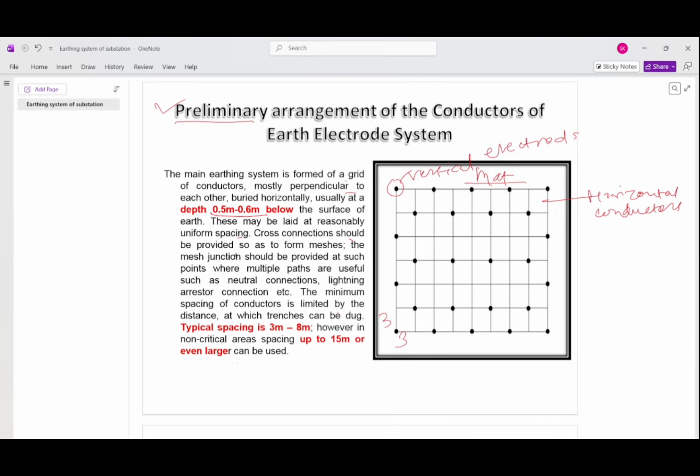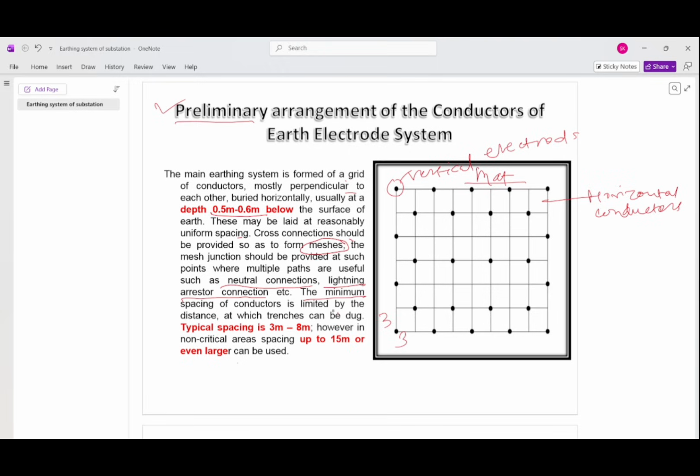Cross connection should be provided so as to form the meshes. So meshes have to be formed by the cross connection. The mesh junction should be provided at such points where multiple paths are useful, such as neutral connections and lightning arrestor connection.